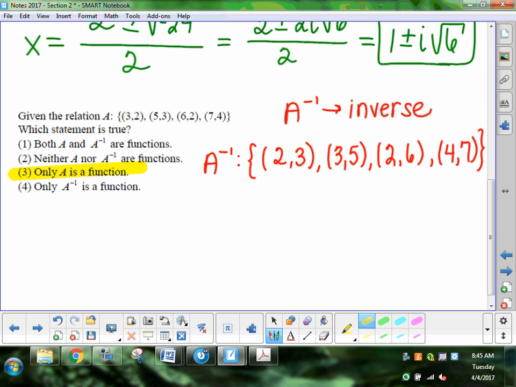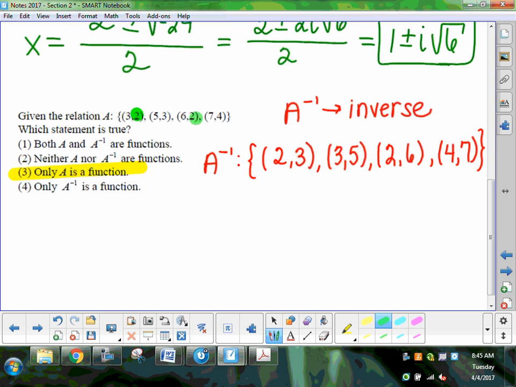Does anybody know how I knew the answer to this before I even did it out? It has to do with something we touched on before. Do you remember? Do you remember what that's called if multiple inputs share the same output? That means it's not a one-to-one function, which means if you graph it out, it will pass the vertical line test. It won't pass the horizontal line test. That's how we knew immediately.